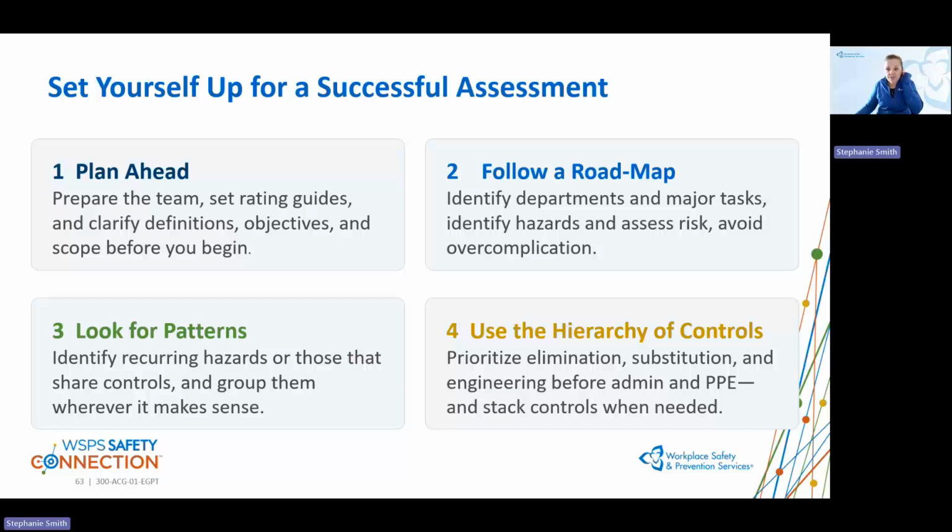And then use the hierarchy of controls. So prioritize elimination and substitution where possible, and then engineering controls before admin and PPE. And then of course, we're always stacking controls. So when we're putting in our controls in our risk assessments, list all the controls that you have in place. And that also helps the person who is looking at your risk assessment and your methodology to see why you said something probability-wise. And especially if you've clearly laid out engineering control and admin control, you're making it very clear to somebody where that control lies in the hierarchy of controls and the effectiveness of that control.